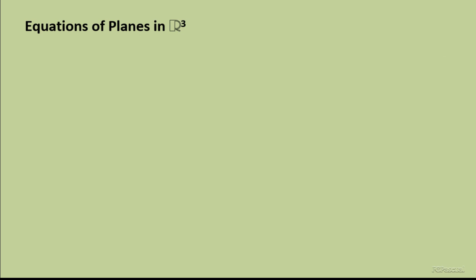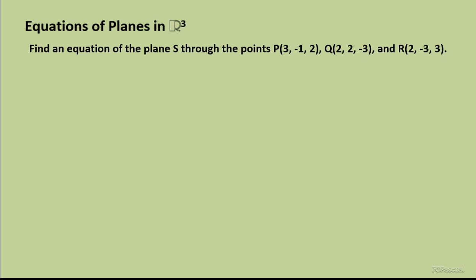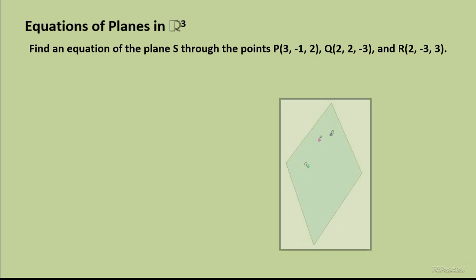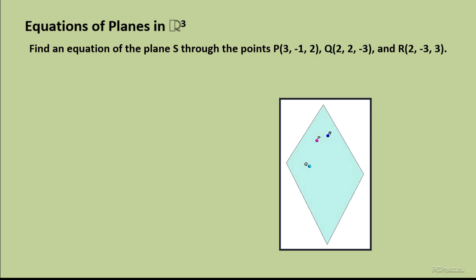In this lecture, we determine an equation of the plane that passes through three non-collinear points P, Q, and R. A basic fact from Euclidean geometry states that there is a unique plane that contains three non-collinear points, that is, if the points do not lie on the same line.